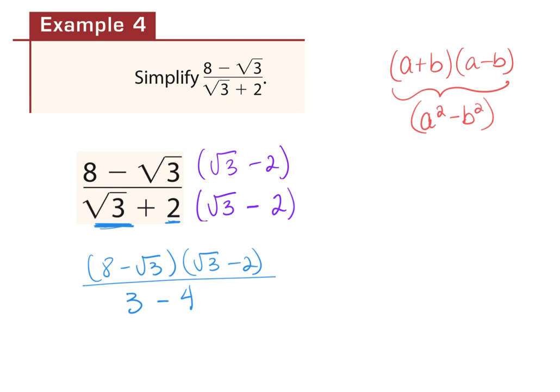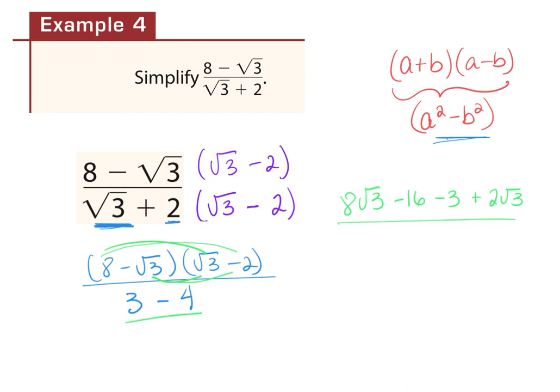So I end up with this little shortcut here. On the top, I need to FOIL. So I have 8 times the square root of 3. 8 times negative 2. Negative square root of 3 times positive square root of 3. And negative square root of 3 times negative 2. All right. On the bottom, I have 3 minus 4. That's just negative 1. All right.